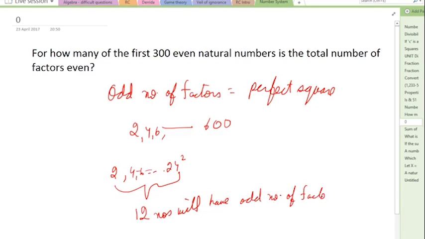My writing is very bad. Most of you have got used to it now. 300 minus 12, or 288, is the answer that we are looking for in this question.